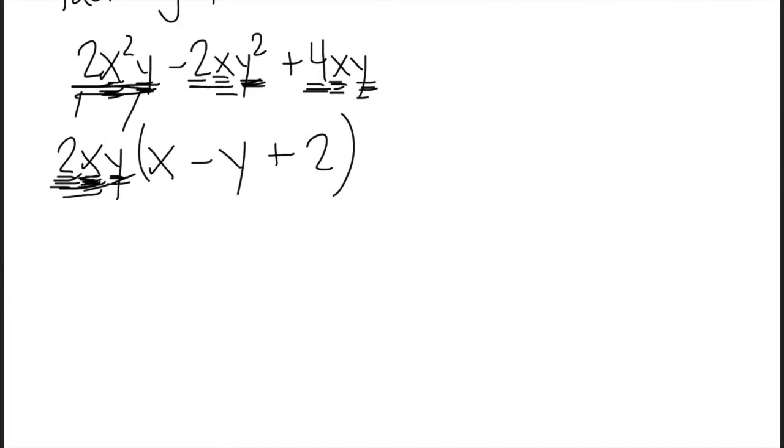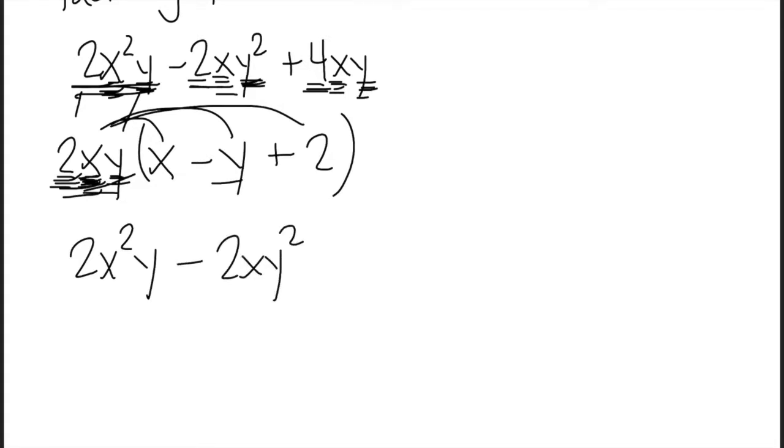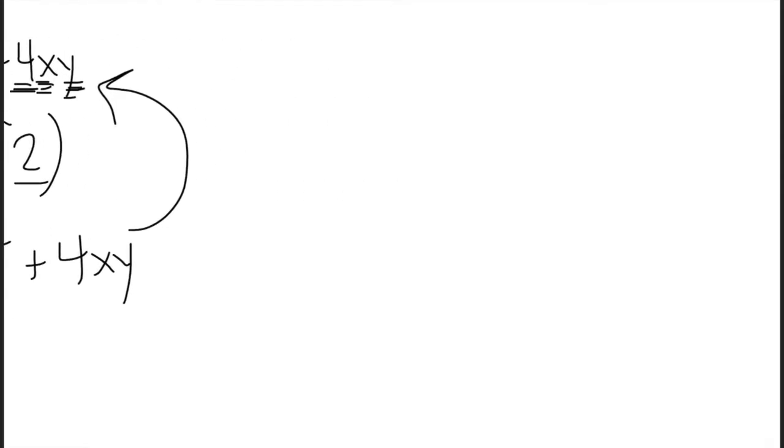Okay, so if you want to know if you're right, what you would do is you would just multiply this back and see if you get the original answer. 2xy times x is 2x squared y. 2xy times negative y is negative 2xy squared. And 2xy times 2 is 4xy. And you would look and see that it's the same thing. Okay, factoring the greatest common factor. Let me give you another one.